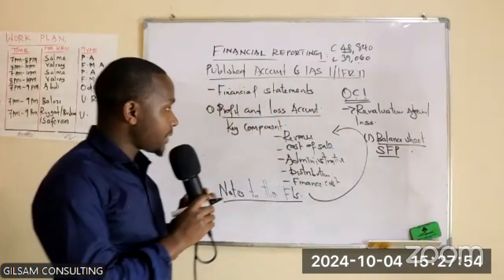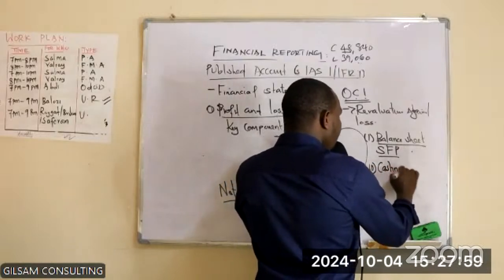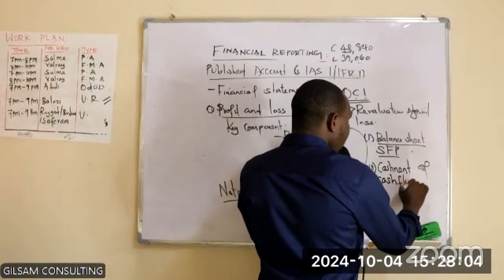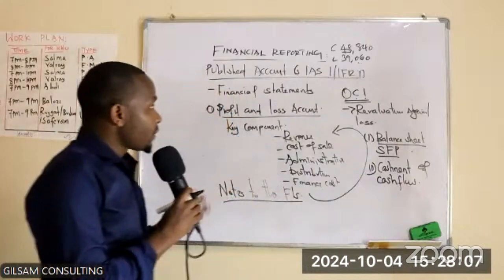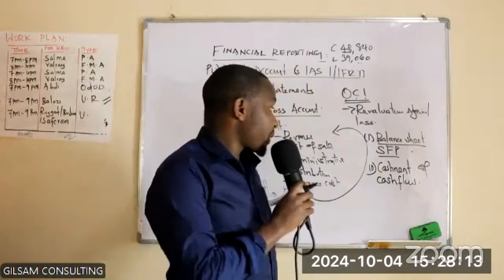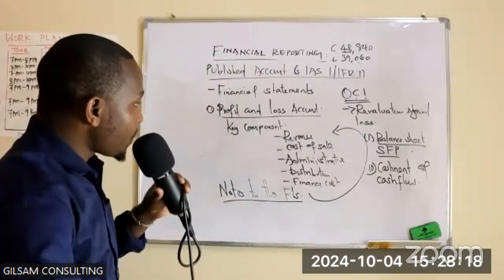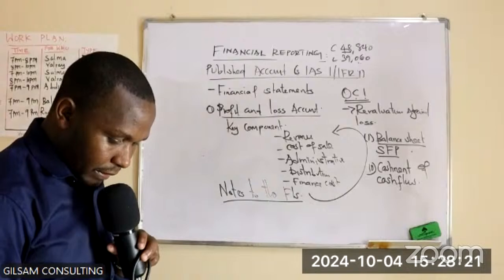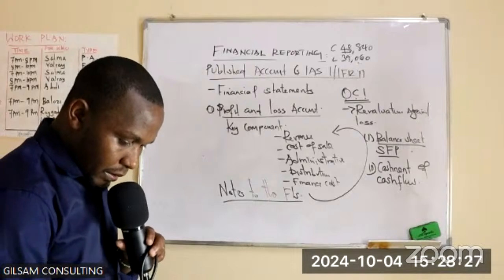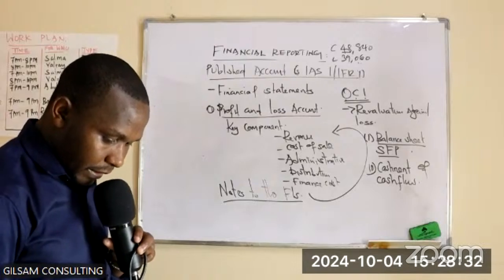And then lastly, we have the statement of cash flow. So this is what the IFRS needs you to prepare. The IFRS needs you to prepare these three key financial statements. Once you have them, then we can have a look at the format of the income statement.